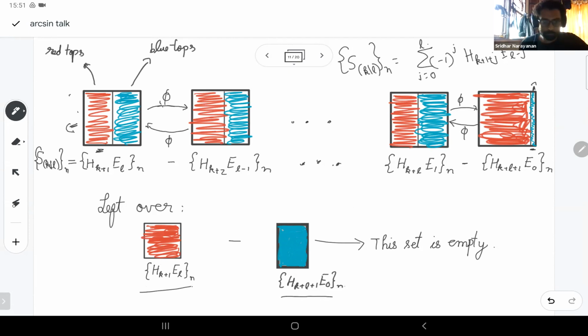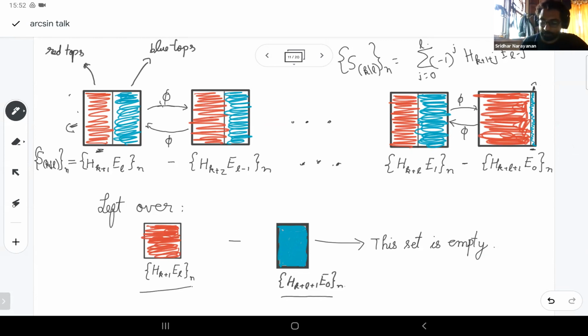But this second term is empty, right? And it's empty because the subscript to the E counts the number of blue lines, right? So here, if L is a subscript to the E, that means there are L blue lines in every figure in this set. And here there will be L minus 1 blue lines in every figure in this set. And similarly, here there will be 0 blue lines in every figure in this set, right?